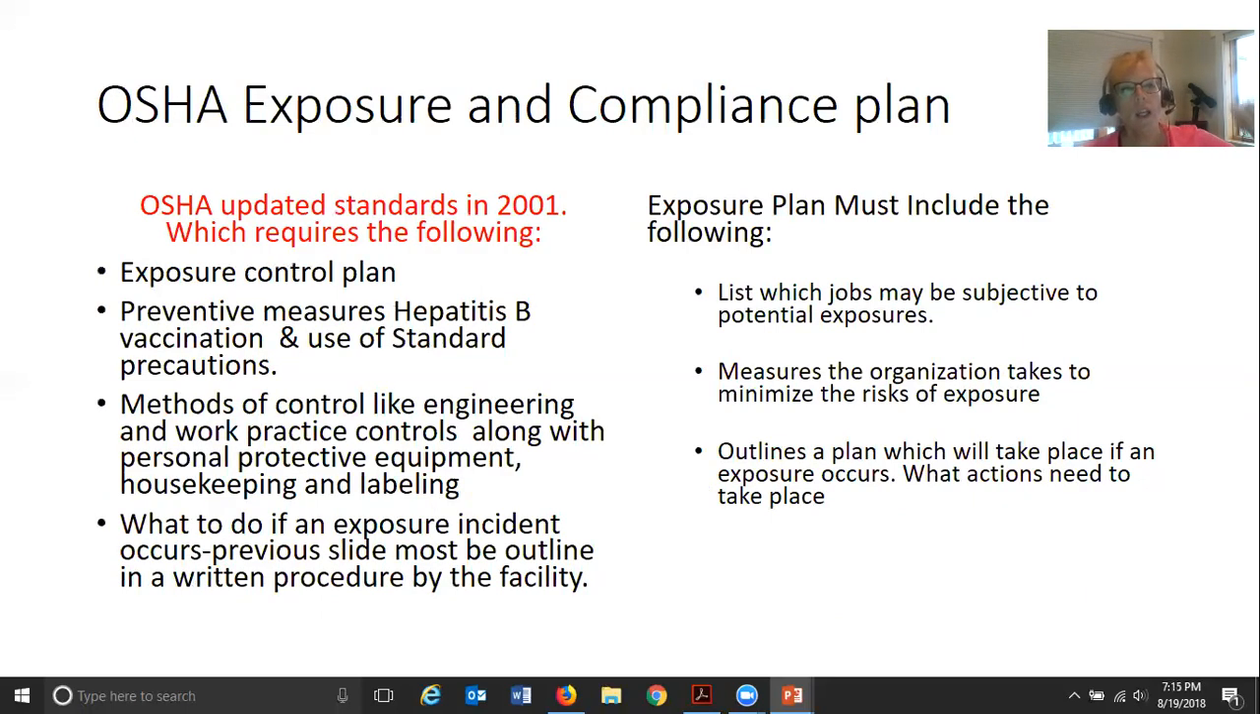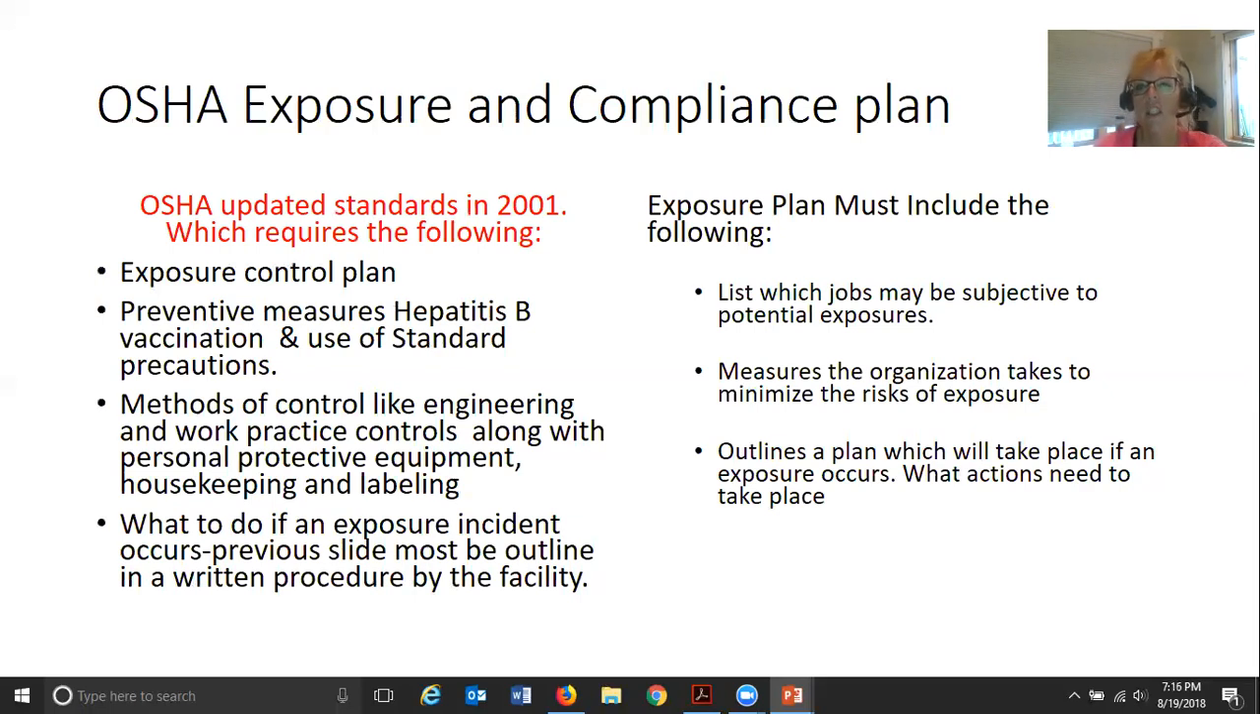When we talk about engineering and work practice controls, engineering controls are things like the automatic safety recaps on the needles. They're things like sharps containers, all that sort of stuff. Work practice controls are things like hand washing and using PPE. OSHA also tells us what we have to do if an exposure incident occurs, and that it must include the following.